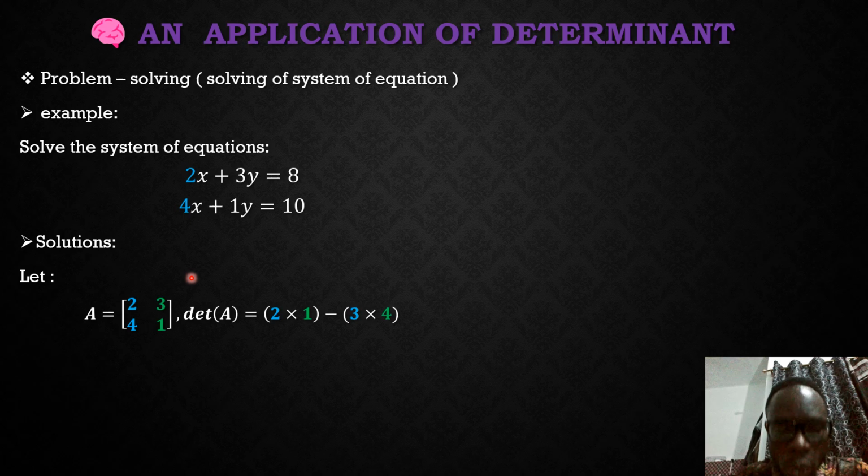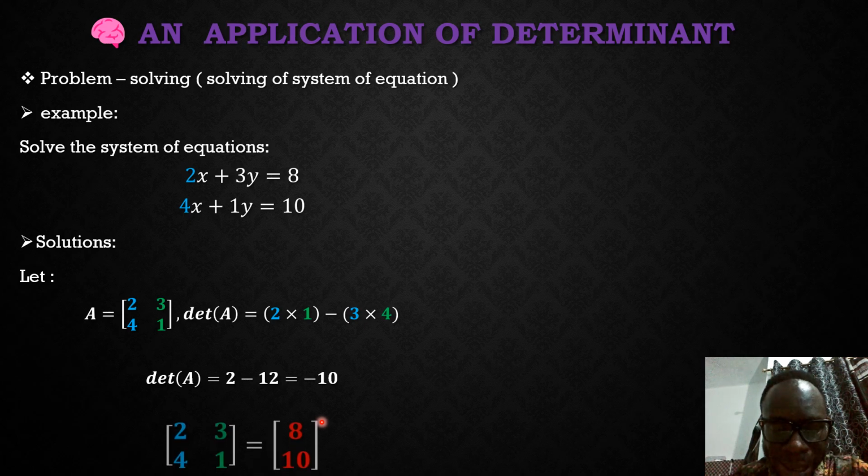So 2, 3, 4, 1 form a 2 by 2 matrix. First of all, we have to find the determinant of A. The determinant of A will be 2 times 1 minus 3 times 4, the product of the leading diagonal minus the product of the next diagonal. So determinant A is equal to 2 minus 12, which is equal to minus 10.